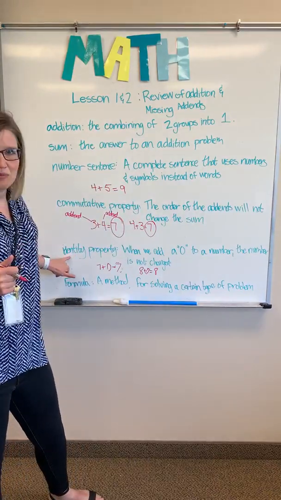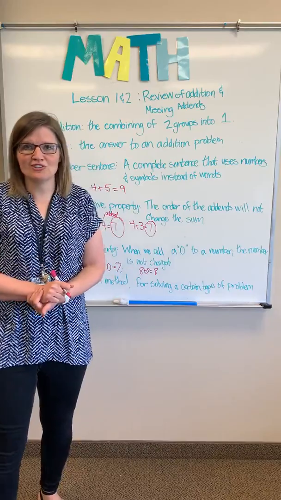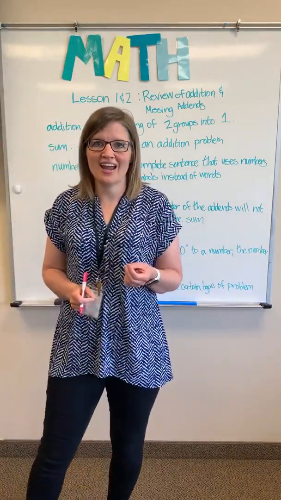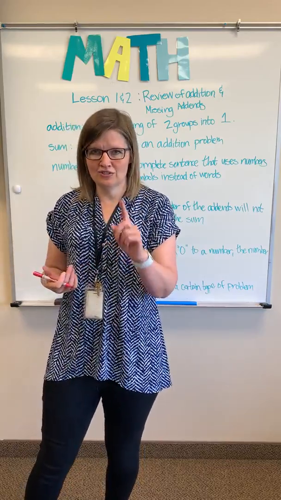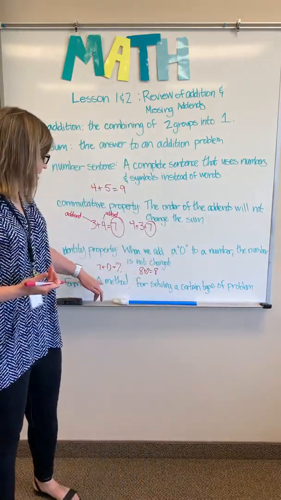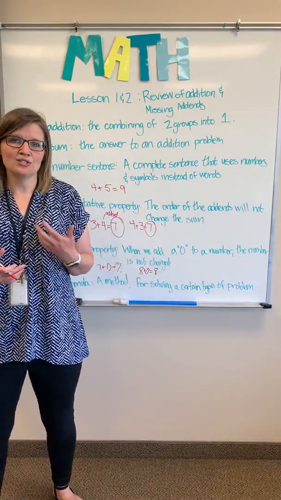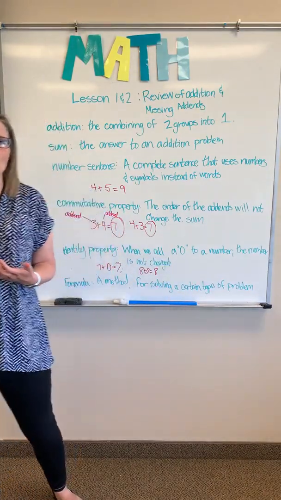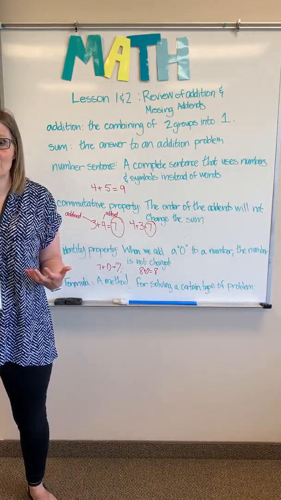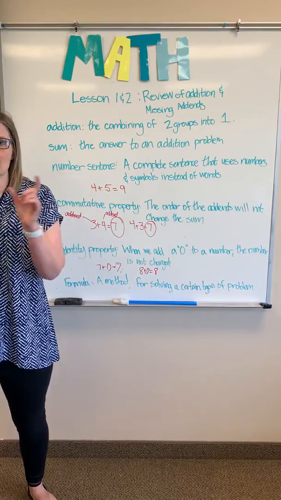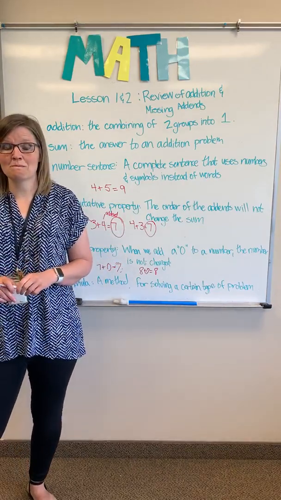So, identity property. And our last one is the definition of formula. I personally like to think of a formula as like a mathematical recipe. But the official definition for formula is a method for solving a certain type of problem. And so it's the recipe for how, when you need certain information, it's the specific things that you need to do to get the information that you want.